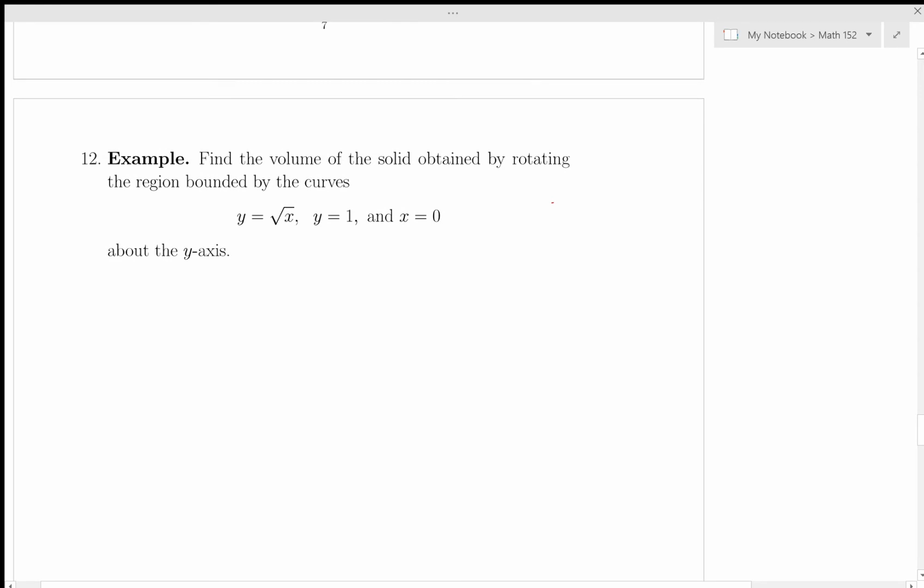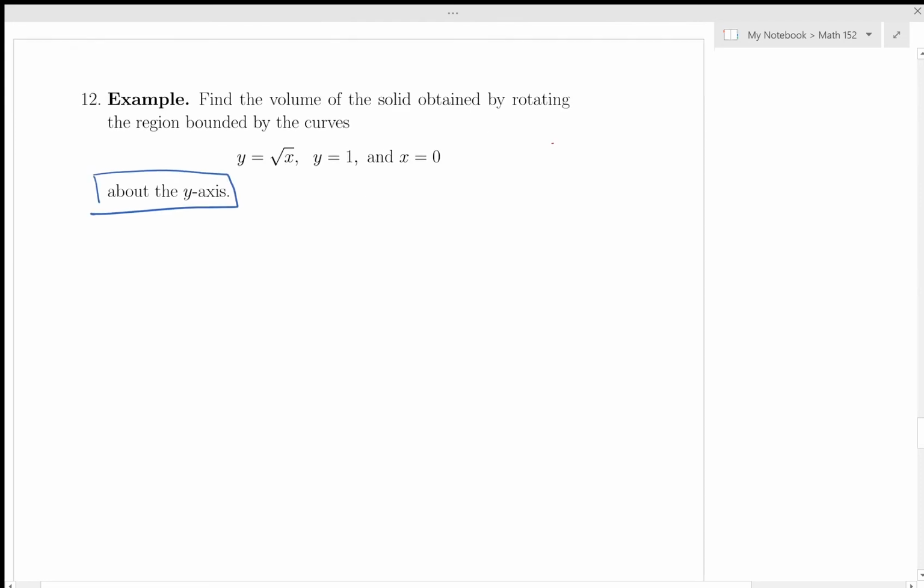We are now going to rotate about the y-axis. Okay, last one we rotated about the x-axis. We're going to rotate about the y-axis. So let's see what happens.